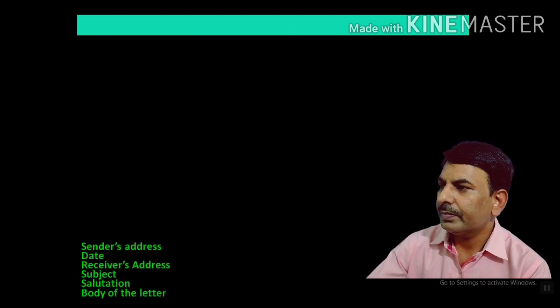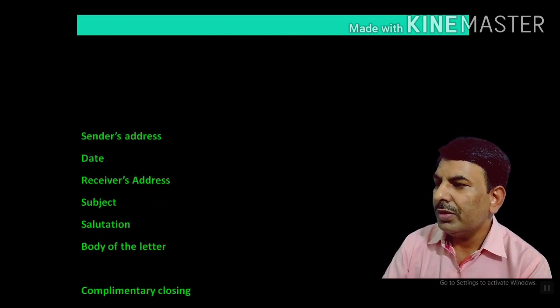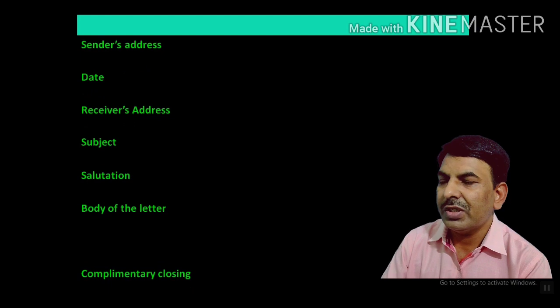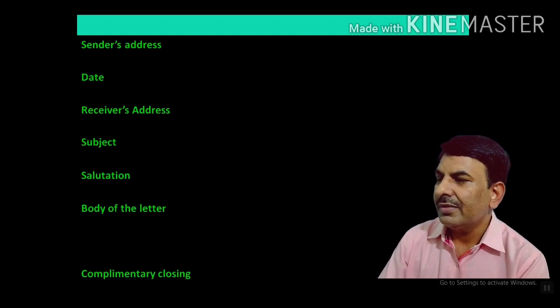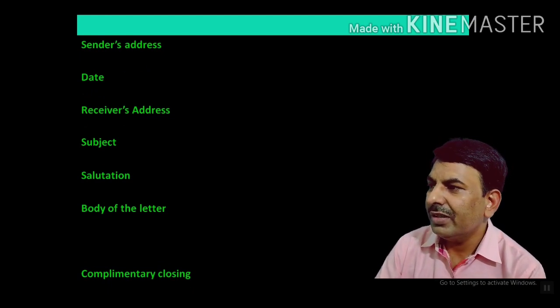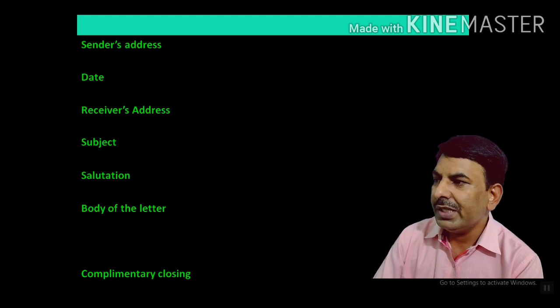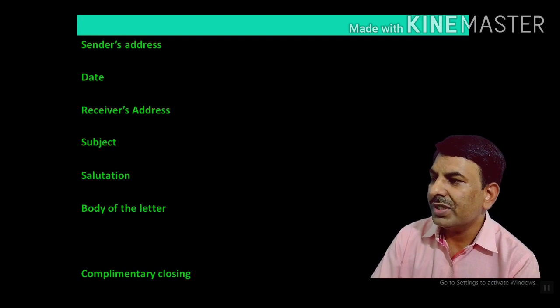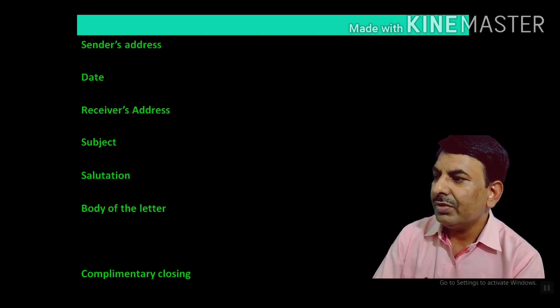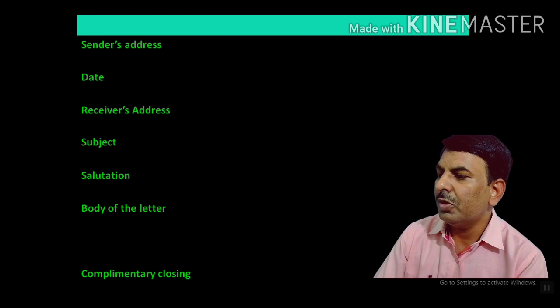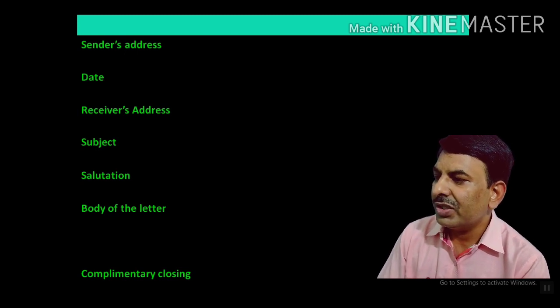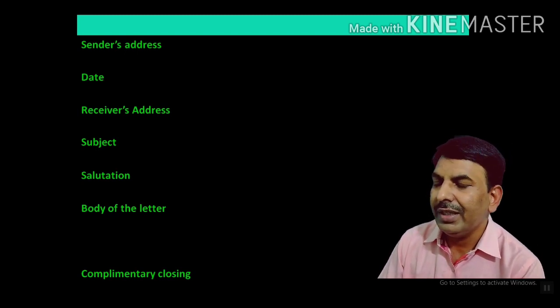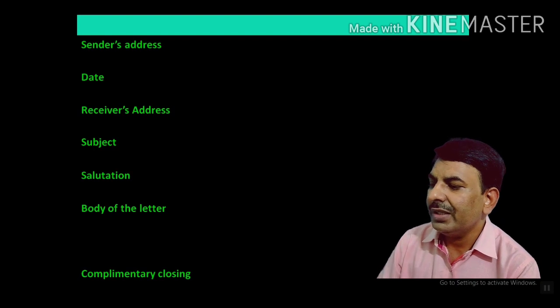The format of formal letter is as follows. You can see over here the same thing which I have discussed earlier. First of all, you have to maintain the left alignment of the page. And number 1, sender's address. Number 2, date. Number 3, receiver's address. Number 4, subject. Number 5, salutation. Number 6, body of the letter. And next is complimentary closing. And finally, sender's name, signature, and designation.